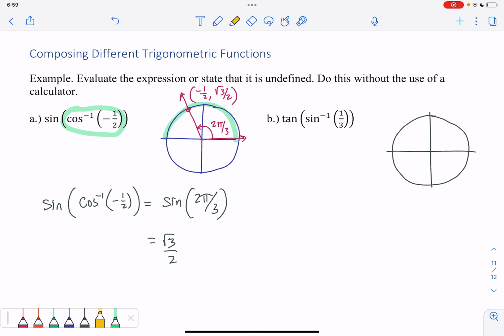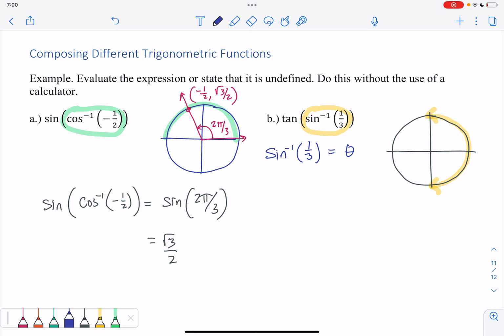And I know that sine inverse of 1/3. Okay, well, sine inverse is only equal to values in between -pi over 2 and pi over 2. So I'm just going to kind of highlight that section here on my circle. And now if I have sine inverse of 1/3, I know that sine inverse of 1/3 is equal to some angle theta. Okay, I don't know what that angle is, and I don't need to necessarily find it right here either. So sine inverse of 1/3 is equal to theta.